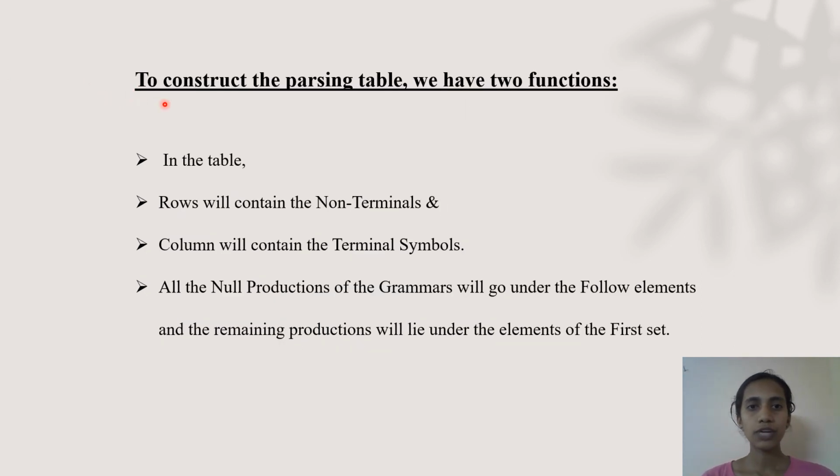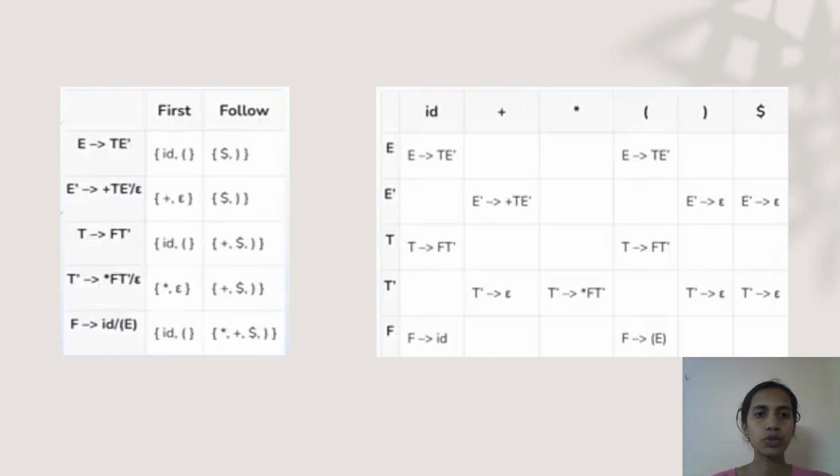So now, to construct the parsing table, we have two functions. In the table, the rows will contain the non-terminals, the rows meaning the horizontal lines, and the columns will contain the terminal symbols. All the null productions of the grammar will go under the follow elements, and the remaining productions will lie under the elements of the first set. So after calculating first and follow, we will get the table like this, with the first and follow values like this.